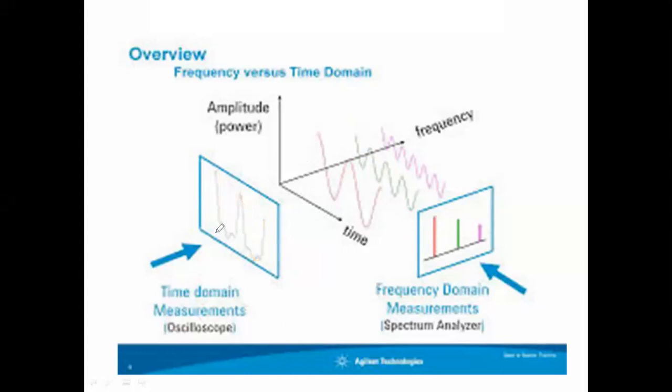Okay, so this is with respect to time, and this gives the amplitude. This waveform represents the combination of all the frequency signals at the same time. So the variation of all the signals is mixed and produces this type of waveform. Whereas frequency domain measurements are done by spectrum analyzers.